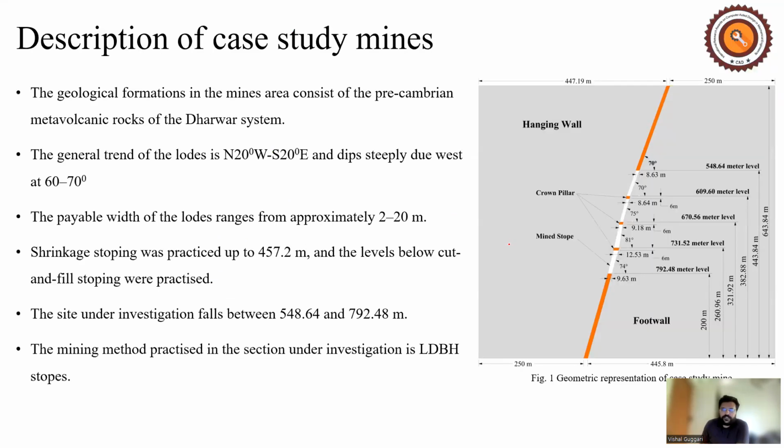So in order to achieve the objectives, we have selected one deep mine in India, which has an ore body at depth dipping an average of 60 to 70 degrees from the surface in the direction of northwest to southeast. The rock above this ore body we call the hanging wall, and the rock below the ore body we call the footwall.